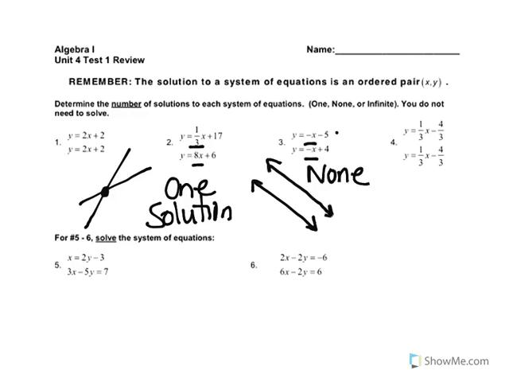And then finally, the last two, similar to the first one, these are two equations that are exactly the same. And so if we were to graph them, they would graph right on top of each other, and that would be infinite solutions.